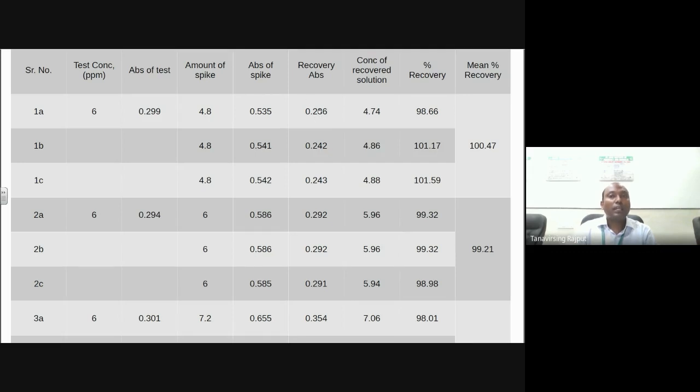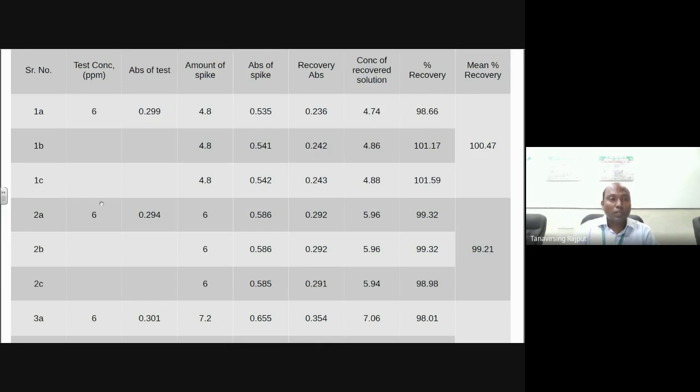And with the help of that recovered absorbance, we can find out the recovered amount of our pure drug. Okay, means we added 4.8 ppm of our pure drug, and after the recovery study, how much pure drug is recovered? That one is 4.7 ppm. And then we have to calculate the percentage recovery, and the percentage recovery for that particular test solution is 98%.